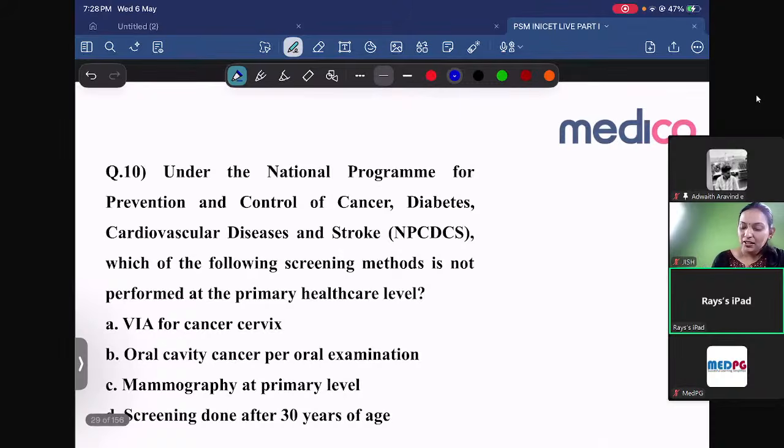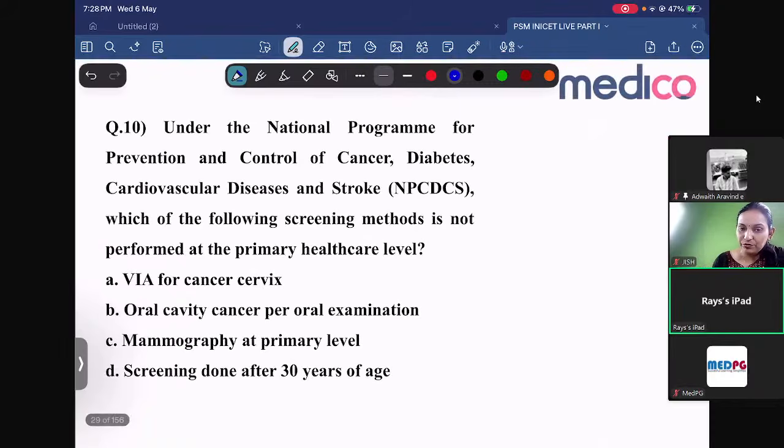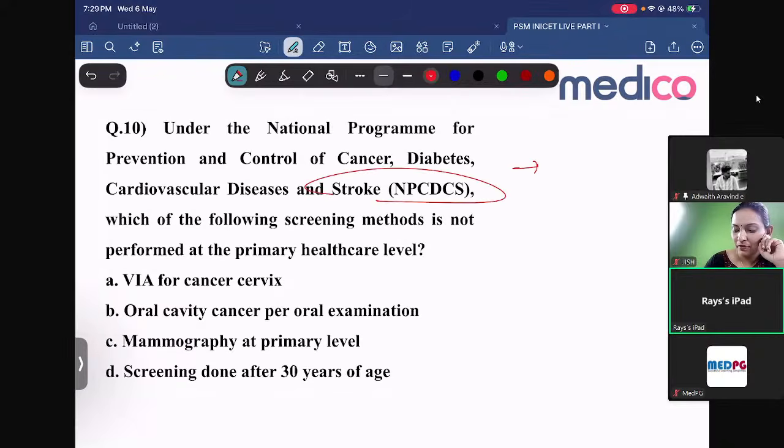Question is, under the National Program for Prevention and Control of Cancer, Diabetes, Cardiovascular Diseases and Stroke, NPCDCS, update. What is the new name? Now we don't call it NPCDCS. You have a simpler name. It is NP-NCD, National Program for Non-Communicable Diseases. Okay. So under this particular program, which of the following screening methods is not performed? They are asking you which is not performed at the PHC level, the primary healthcare level.